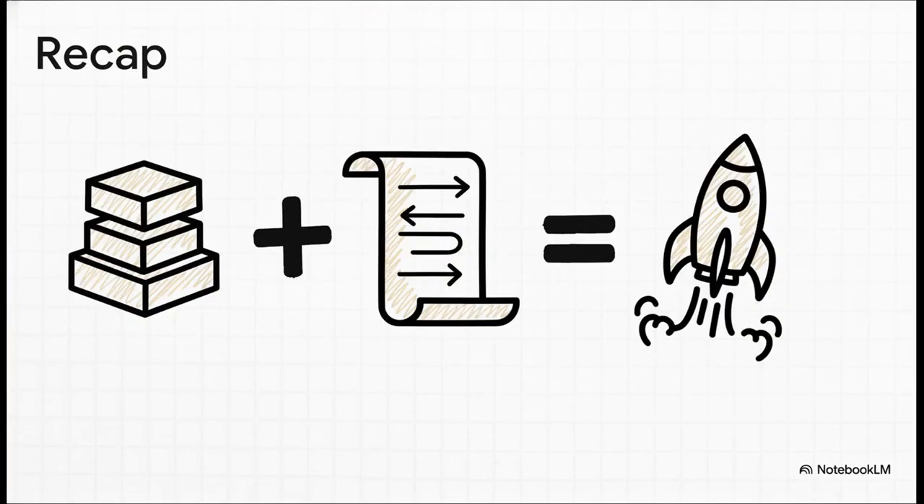So let's wrap it up with the key points. Data structures are the containers, the filing cabinets that organize our information. Algorithms are the recipes that give us the step-by-step instructions on what to do with it. And when you put the right container together with the right recipe, you get fast, efficient, and really powerful software.